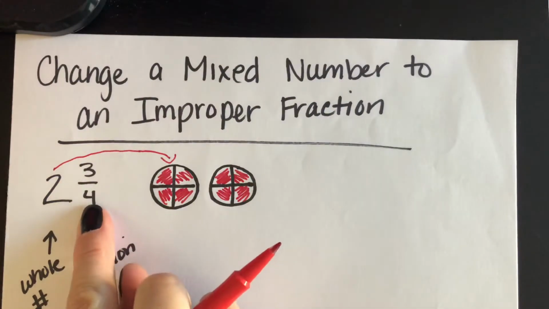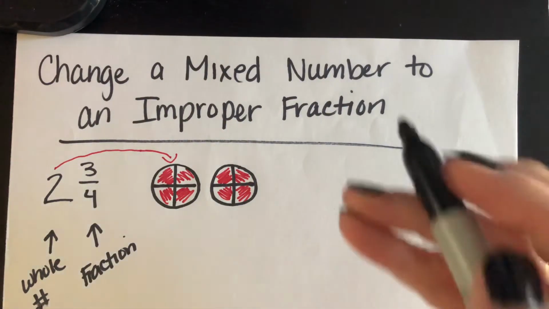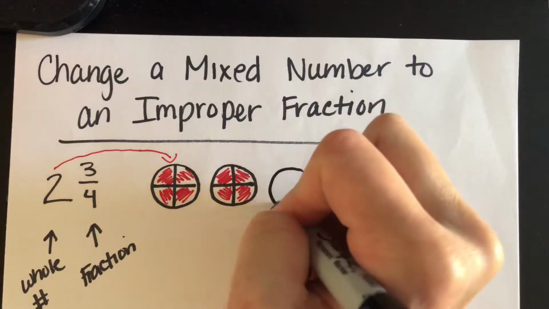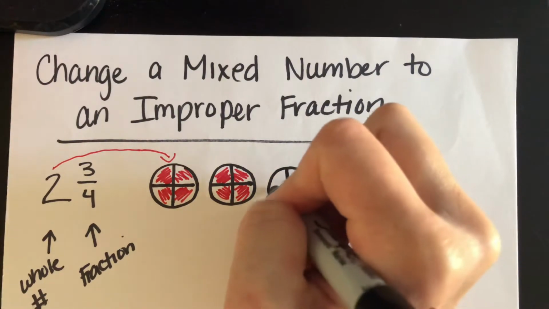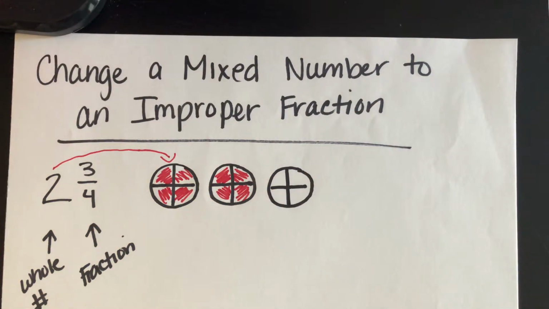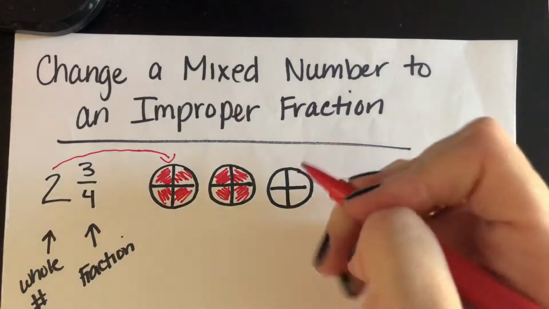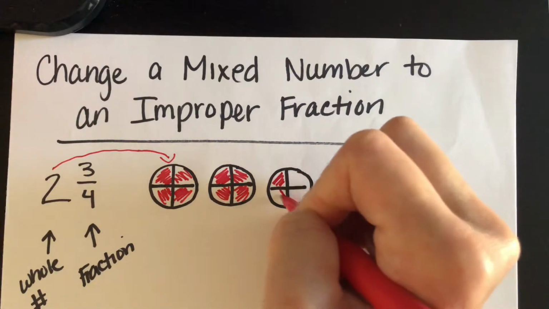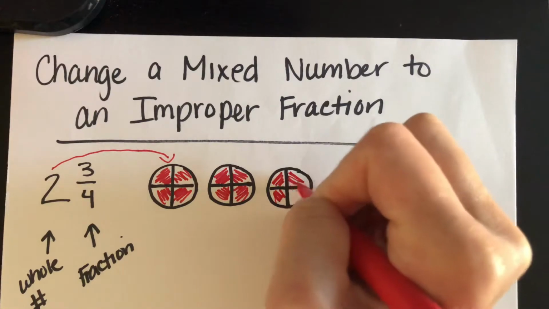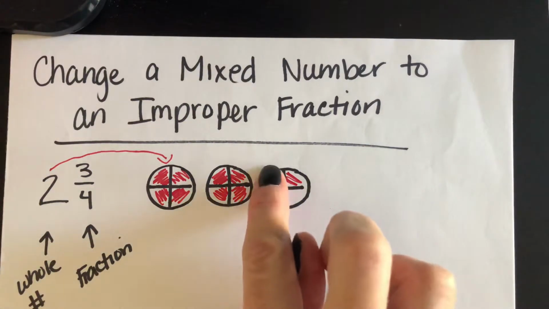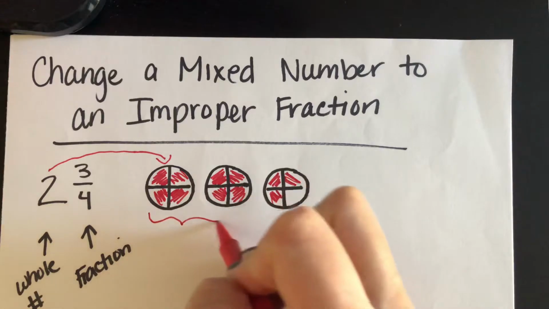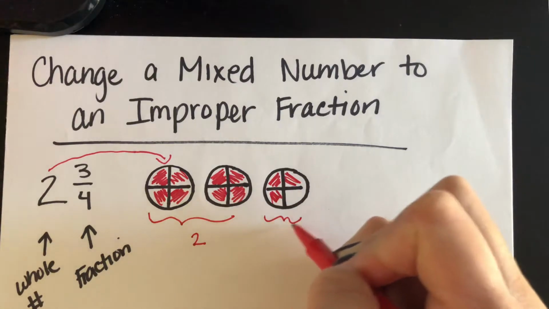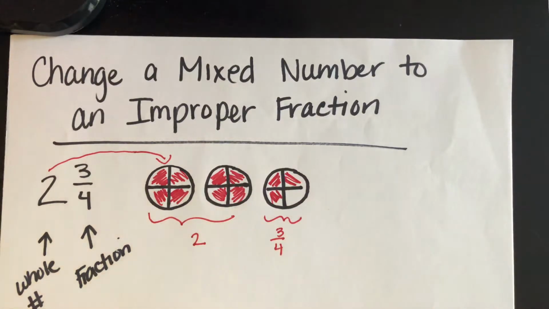Now I have a part of a whole. I have 3/4. So on my third pizza, I'm only going to shade in 3 slices of that. So here's a visual of what 2 3/4 looks like. So this is the 2 and this is the 3/4.